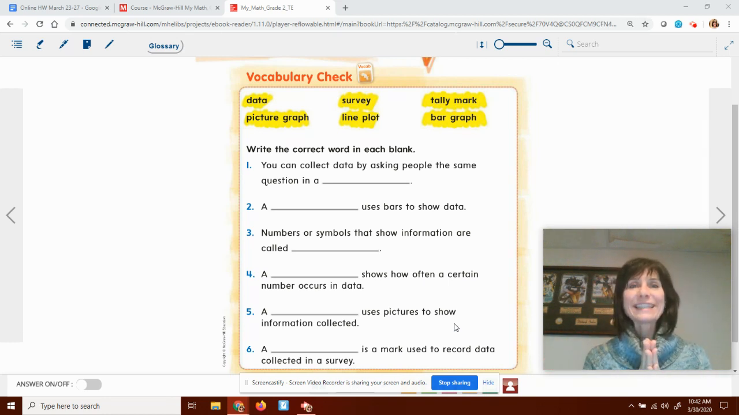We are going to go ahead today and finish chapter 9. And then tomorrow, you're actually going to take a test. How exciting. Boy, that chapter flew.